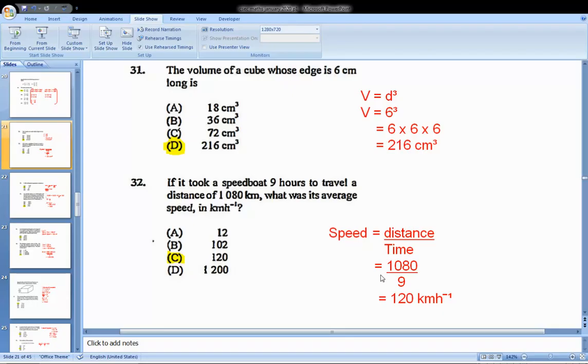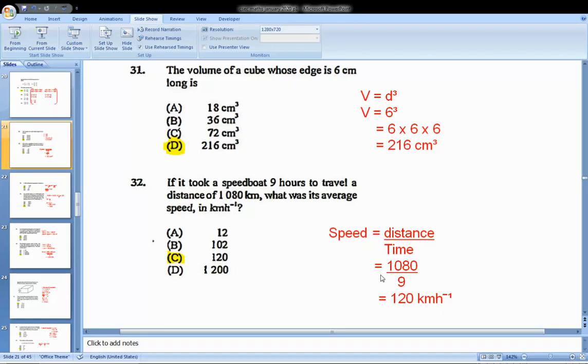Question 31 says, the volume of a cube whose edge is 6 centimeters long is... Now we know that the volume of a cube, V, is equal to d raised to the third power. In this case, our edge is 6, so we simply substitute the value. So 6 raised to the power of 3 is 6 multiplied by 6 multiplied by 6, which gives us 216 cubic centimeters. D would be your answer.